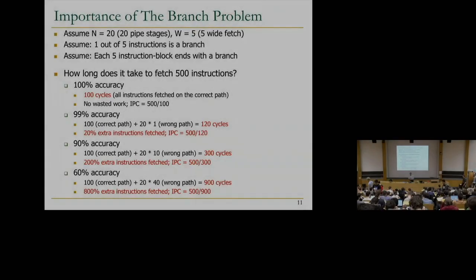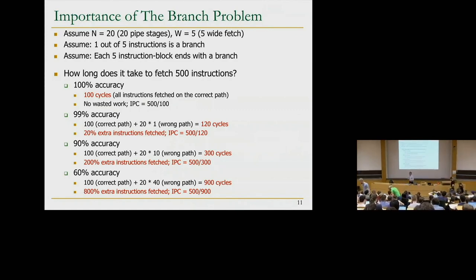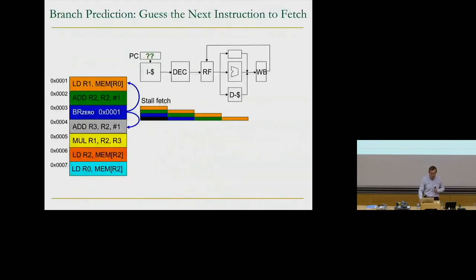Let's continue. So now I have hopefully convinced you that branches are a very important problem. And that's exactly the reason decades of research was dedicated to solving this branch problem. Now it's one of the hardest problems in computer architecture. How do you predict the branch, basically? How do you predict what's coming next? And we're going to see a bunch of different techniques toward this end. So we're going to basically talk about branch prediction.